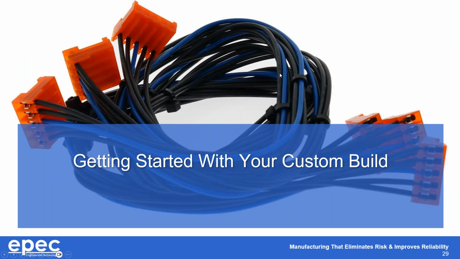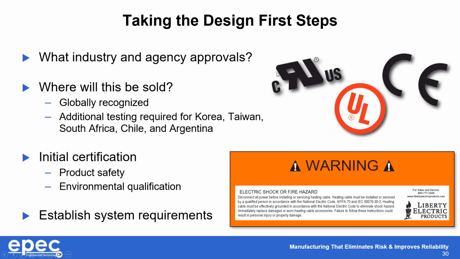Next, we're talking about some steps to get started with your custom build. The first is to really understand what you're trying to accomplish, where this is being sold, and what agency approvals you need to bring this product to market. You need to understand where this will be sold and what type of accreditations and product safety requirements you need to bring this to market. Obviously, once system requirements are fully established, Epec can come in and make a recommendation to what makes sense for an appropriate solution.